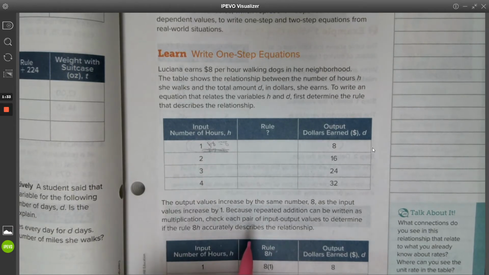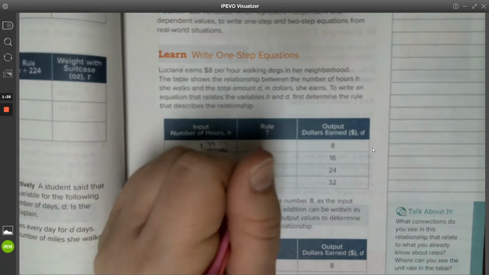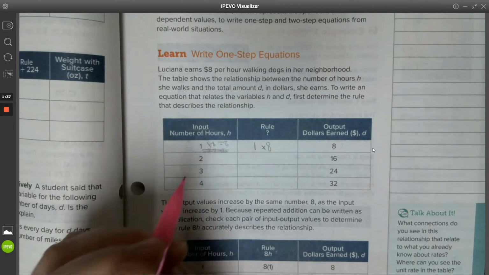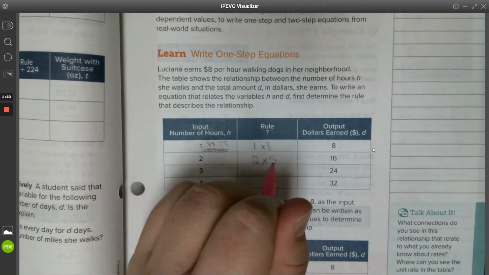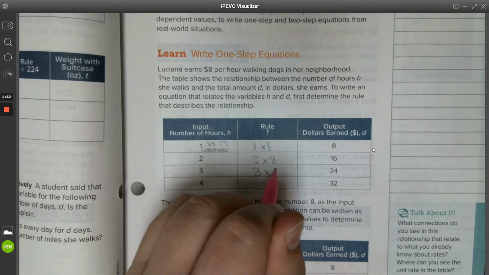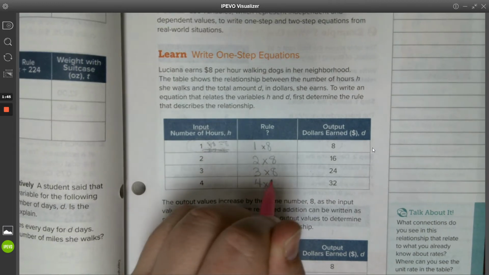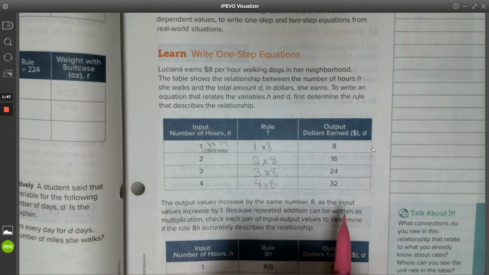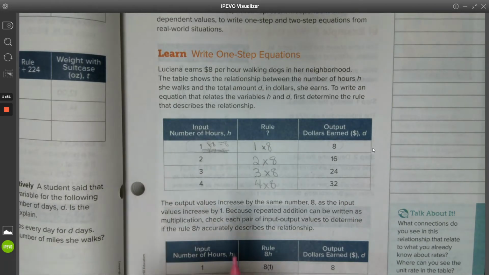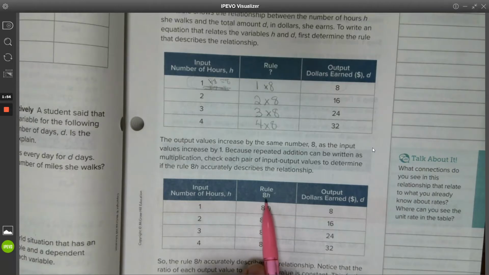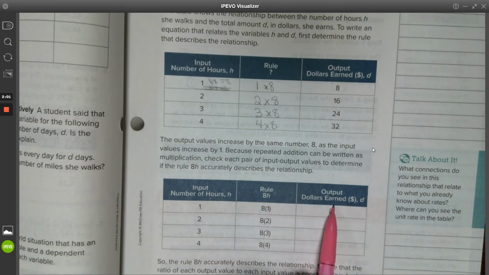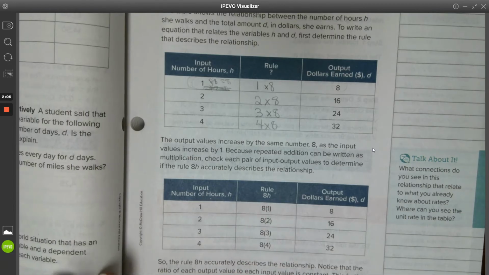is not an option. Our rule here then would be 1 times 8, 2 times 8, 3 times 8, and 4 times 8 to get our outputs over here. So if we were to then describe the rule, we would say that it would be 8 times the number of hours H. 8H would give us the output. So that would be our rule.